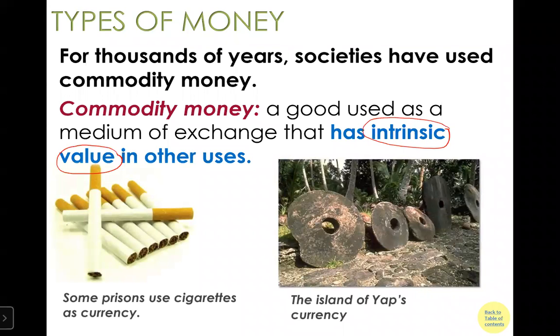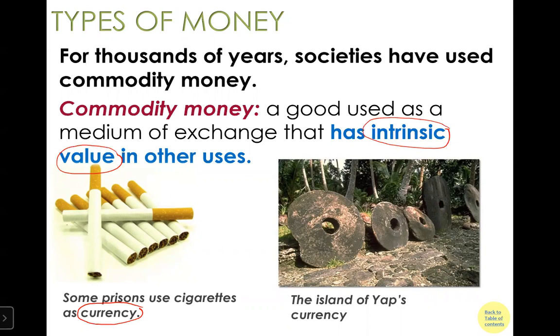These two things in these background pictures, in some circumstances, have been used as money. Start with the left one. Some prisons use cigarettes as currency. Again, to be considered as currency, it must satisfy the three things we just talked about. Number one is medium of exchange. In prison, people accept a cigarette as a medium of exchange because this cigarette may be useful for most of the inmates. So the first thing is satisfied.